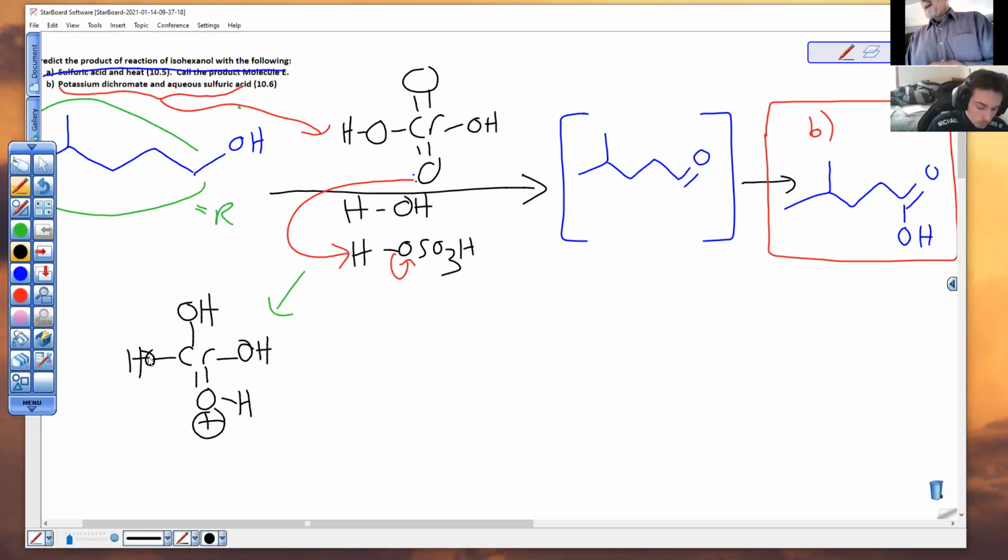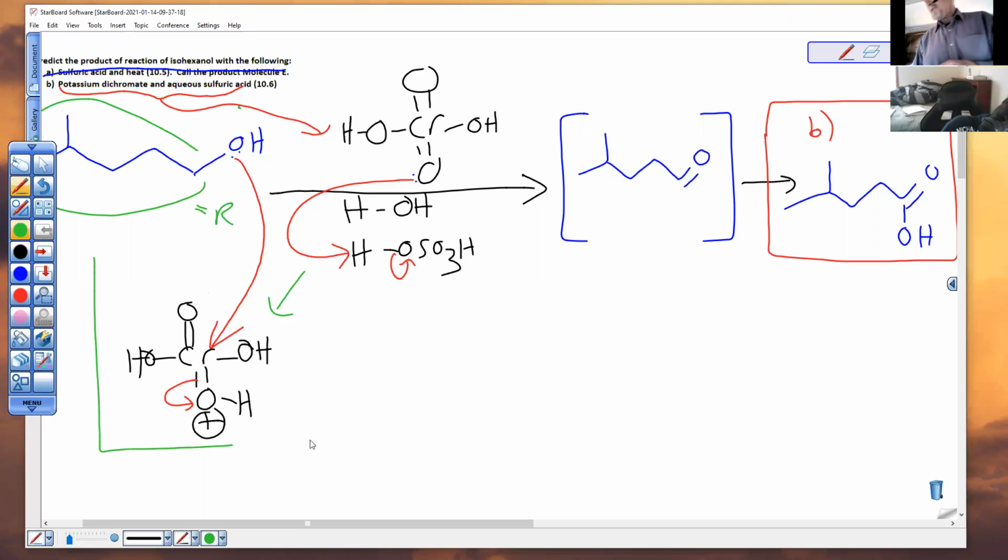Why did we have to activate it? Because it's not reactive enough. Oh, I didn't draw the right thing. It's not reactive enough to react with a poor nucleophile, such as an alcohol. So we've activated it. The oxonium is pulling electrons away from the chromium, drawing in even a weak nucleophile like isohexanol. And that combination gives this result.